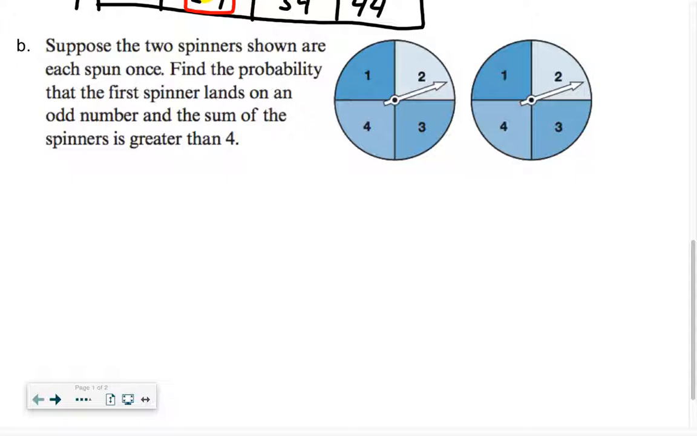Again, we have our 2 spinners, 1 through 4. Find the probability that the first spinner lands on an odd number and that the sum of the spinners is going to be greater than 4. Notation, first one we want an odd number, and the fact that the sum is greater than 4.